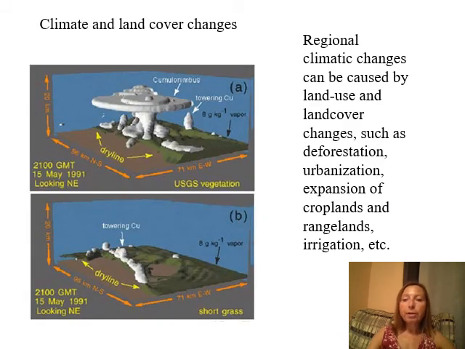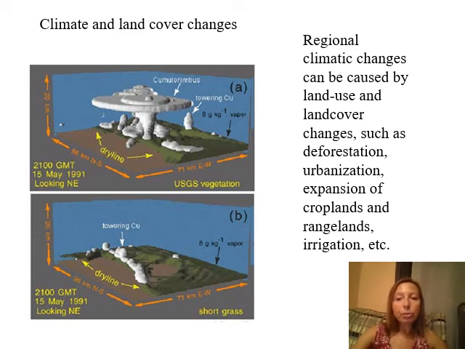So land cover and climate are related in many ways, not only through carbon emissions, but also through the hydrological cycle, through heat exchange that we discussed earlier in this lecture. If we look at the local scale, what we see here is the impact of regional climate changes caused by land use and land cover changes, such as deforestation, urbanization, or overgrazing.